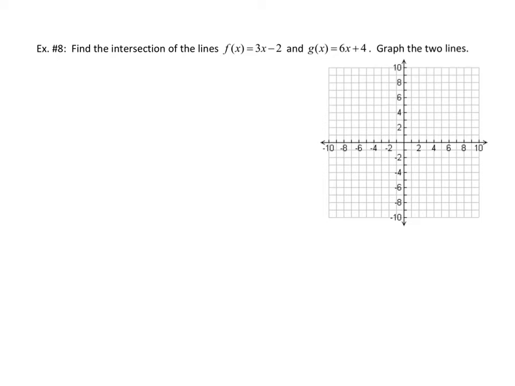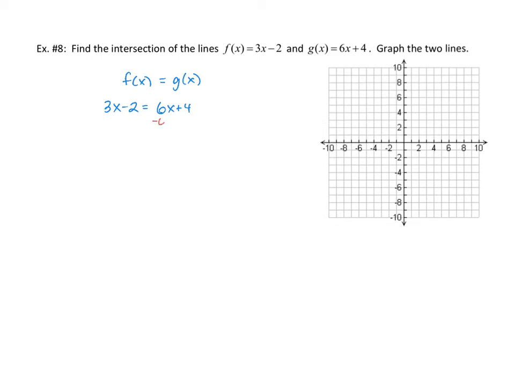So first, if we're thinking algebraically, when we're thinking about the intersection of two functions, we're really looking for when is our function f of x equal to our function g of x. So this allows us to write an equation that we can solve. So we want to know when is 3x minus 2 equal to 6x plus 4.